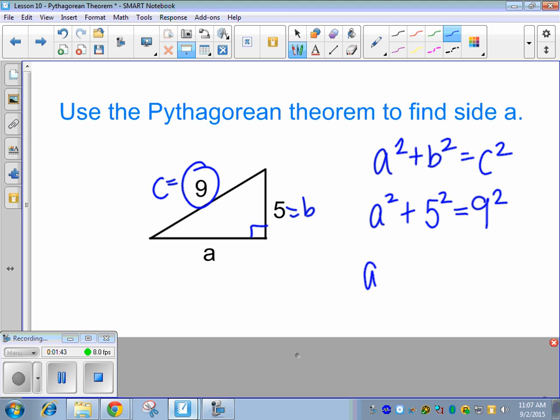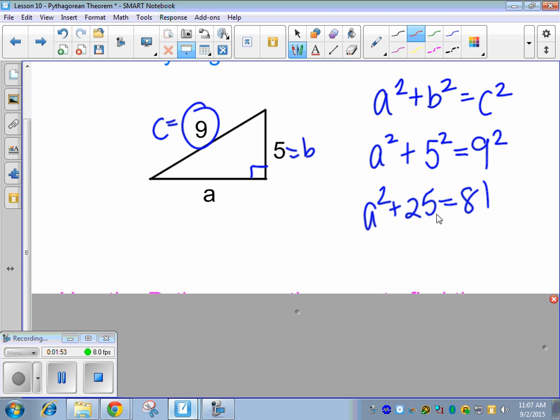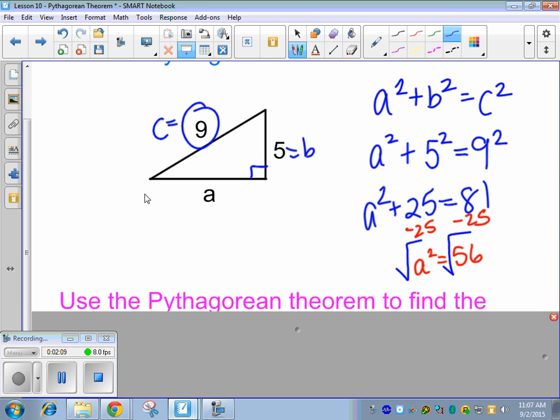So now I have a squared plus 25 equals 81. We actually are not going to use calculators on this. We are going to leave it in simplified radical form, all right? So subtract 25 from both sides. What's 81 minus 25, you guys? 56. Thank you. Okay, and to get the a by itself right here, we square root. That undoes the square. And now I need to simplify. So I have a equals the square root of 56.